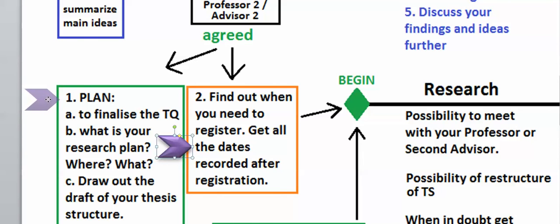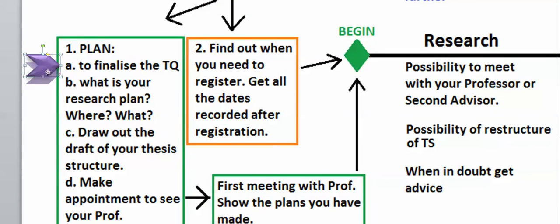The next thing is to plan. First, if you think your thesis question has not been finalized, then finalize it before you go for your registration. And of course, you did have some kind of plan when you were writing your research proposal. Write it out again. Perhaps your plan has changed a little bit.